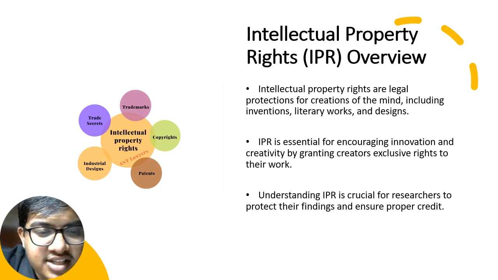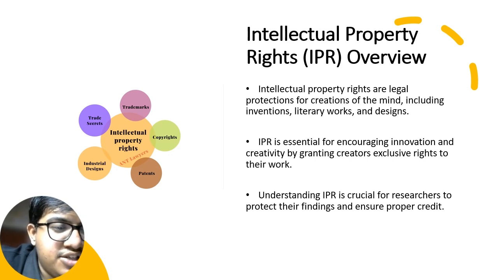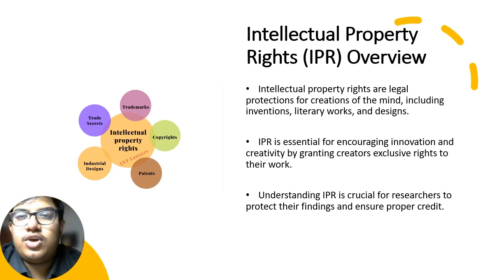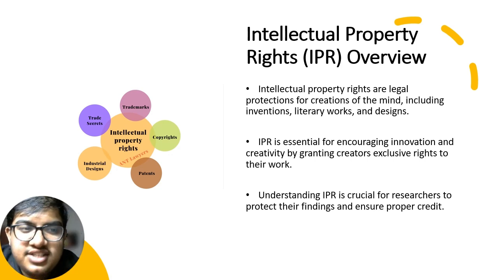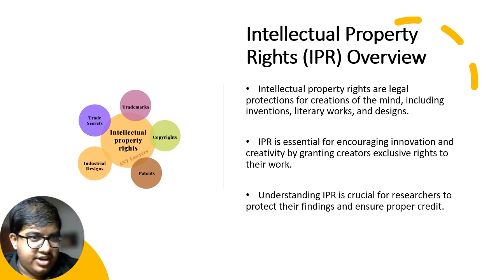So understanding this IPR is crucial for researchers to protect their findings and ensure they get proper credit. So as you can see in the diagram here, the intellectual property rights can be known in many ways. One, you can have trademarks, the other one patents, you can have industrial designs, you can have trade secrets, and then the copyrights that you can claim with these.